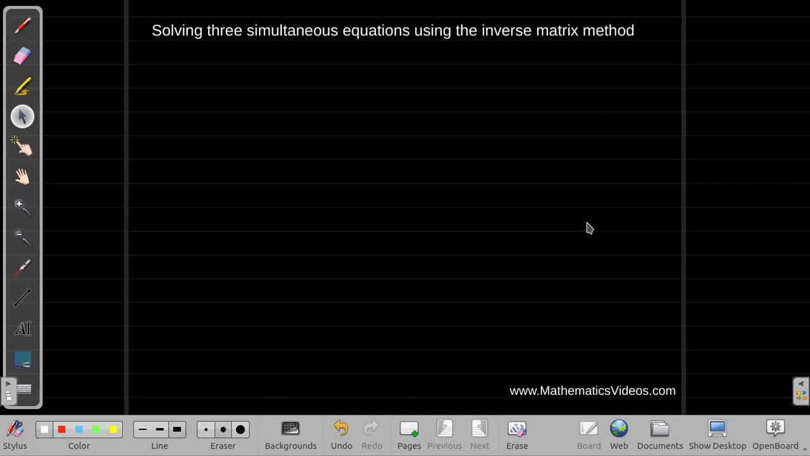Solving three simultaneous equations using the matrix method. Alright, people. We're going to do this video in the Jamaican patois.